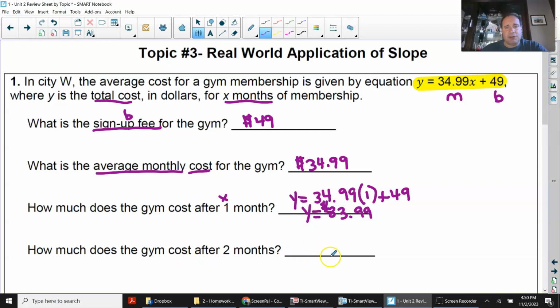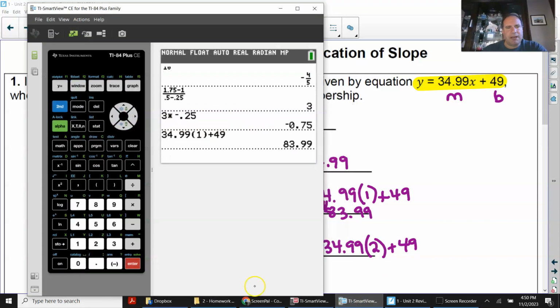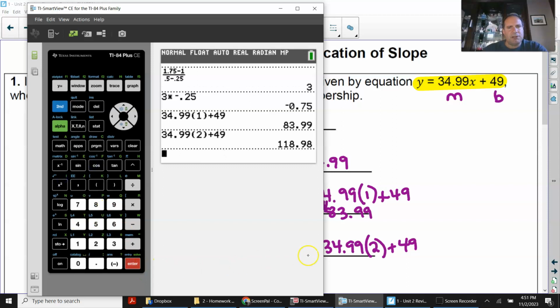What's the gym cost after 2 months? Then I'm just going to go y equals $34.99 times 2 now, plus 49. So I'm going to go back to the calculator and do $34.99 again. Instead of multiplying by 1, I'm going to figure out what that is for 2 months. And 2 months is $118.98.